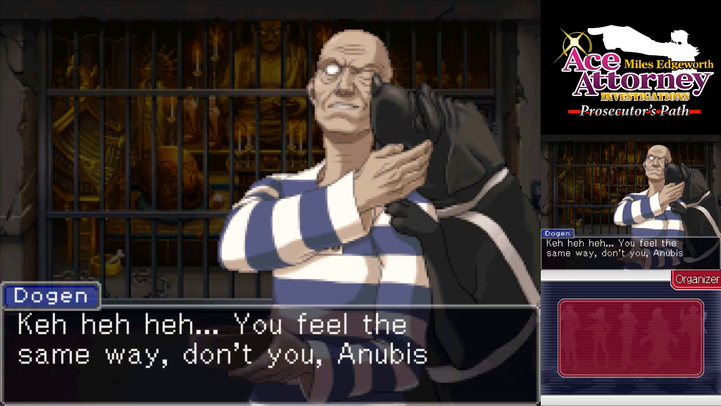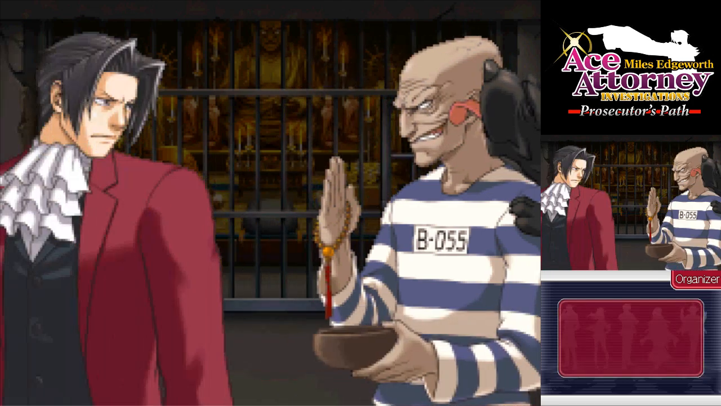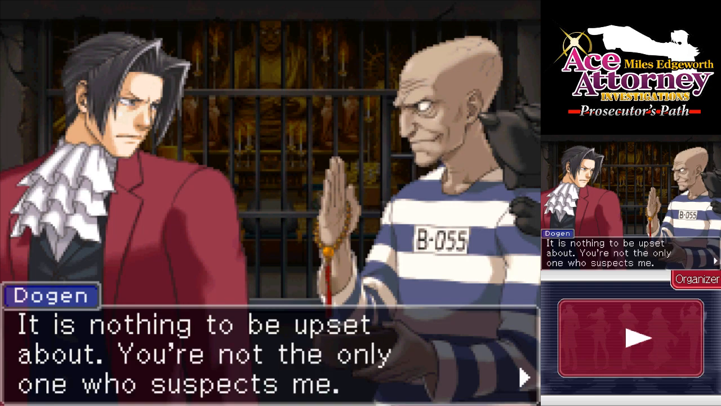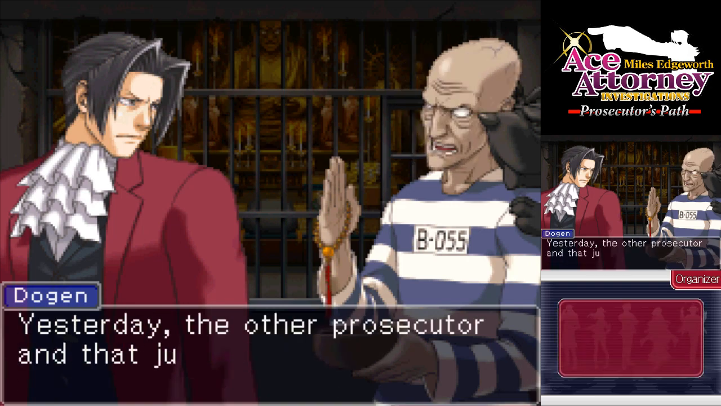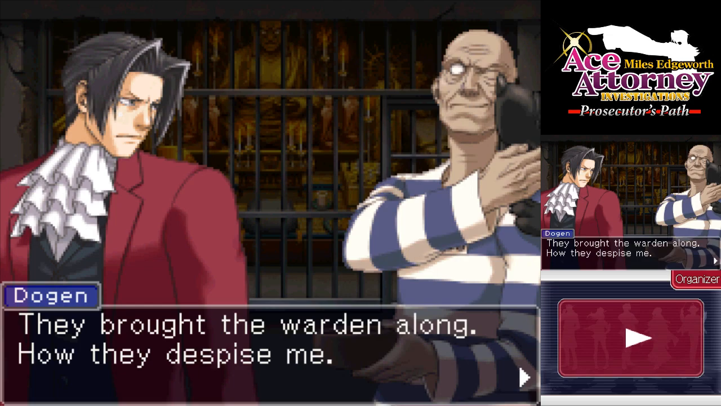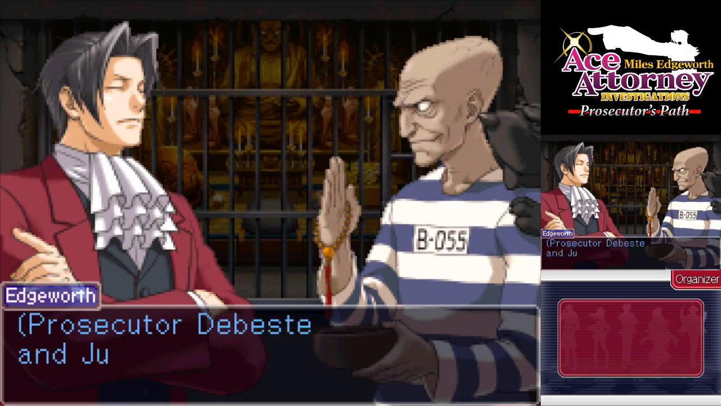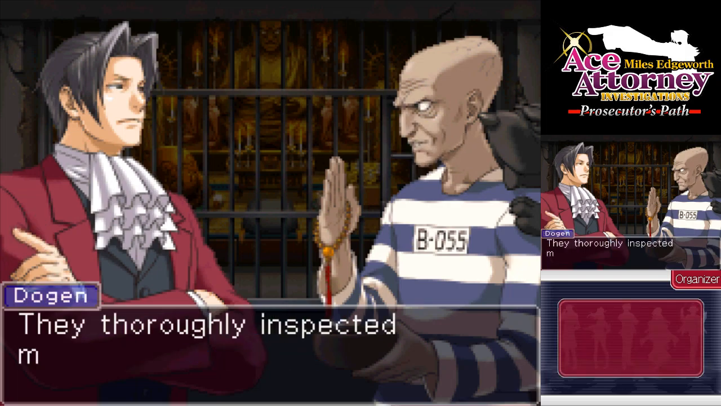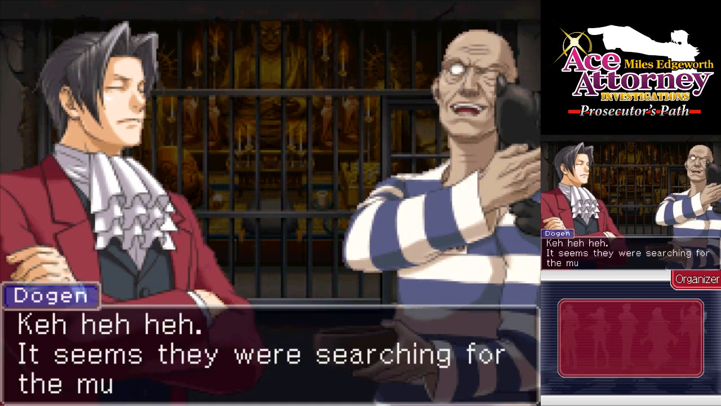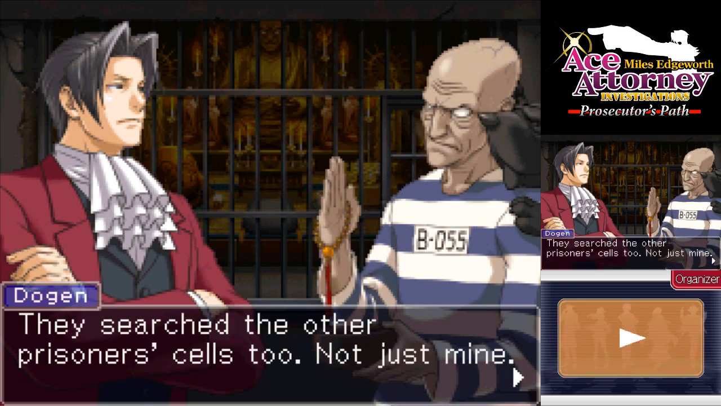You feel the same way, don't you, Anubis? The truth of the courts and Mr. Edgeworth's reasoning both can't be trusted, right? It is nothing to be upset about. You're not the only one who suspects me. Yesterday, the other prosecutor and that judge came here, too. They brought the warden along. How they despise me. Oh, it must have been those two rude people from before. Prosecutor DeBest and Judge Courtney. They thoroughly inspected my room, but left without finding a thing. It seems they were searching for the murder weapon. 'Tis a shame. They searched the other prisoners' cells, too, not just mine.